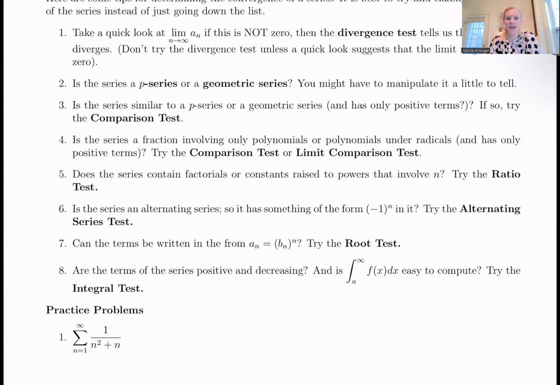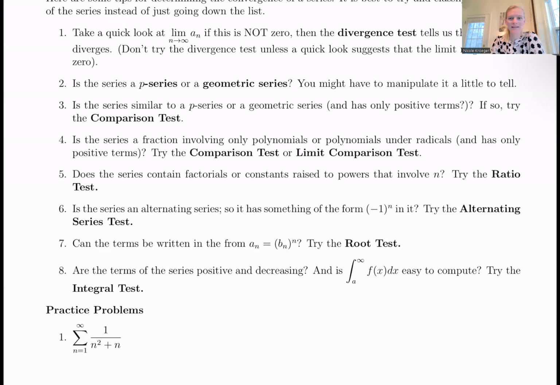Again, do you have a rational function, so like a polynomial over a polynomial, or even a polynomial that's under a radical? Again, try a comparison test. Usually the limit comparison will work better than the direct comparison there. Root and ratio test won't work on cases like that, so you want to stick with a comparison test. And then if you have factorials in there, ratio test is going to be what you want to try. If you see a factorial, try the ratio test.